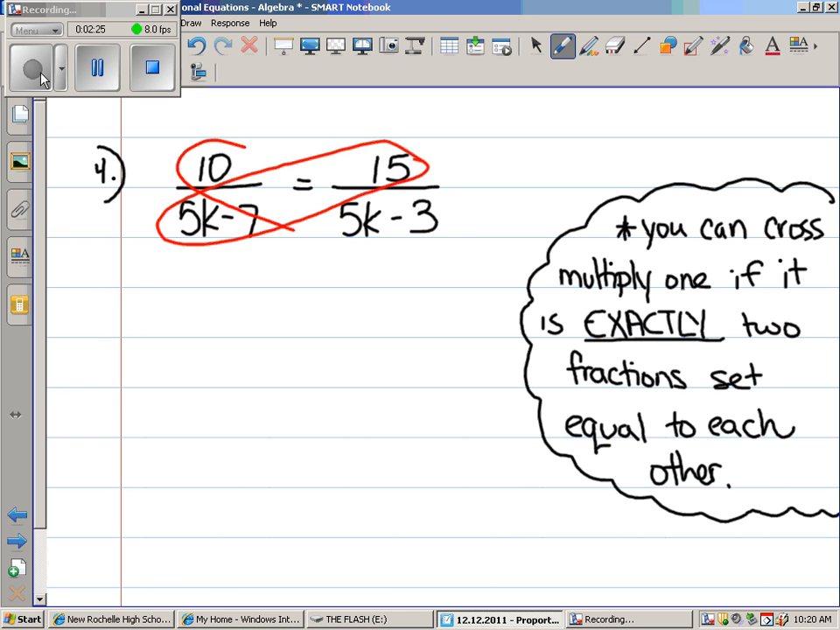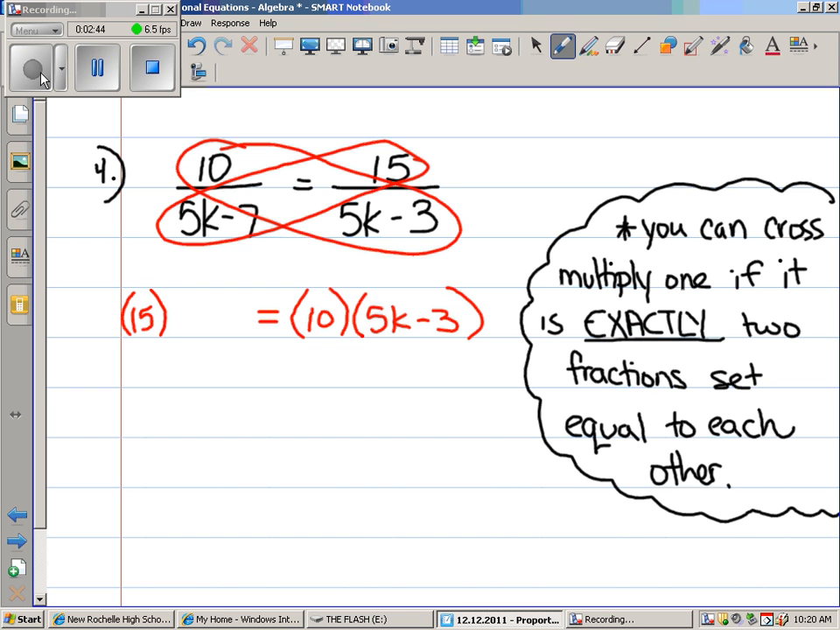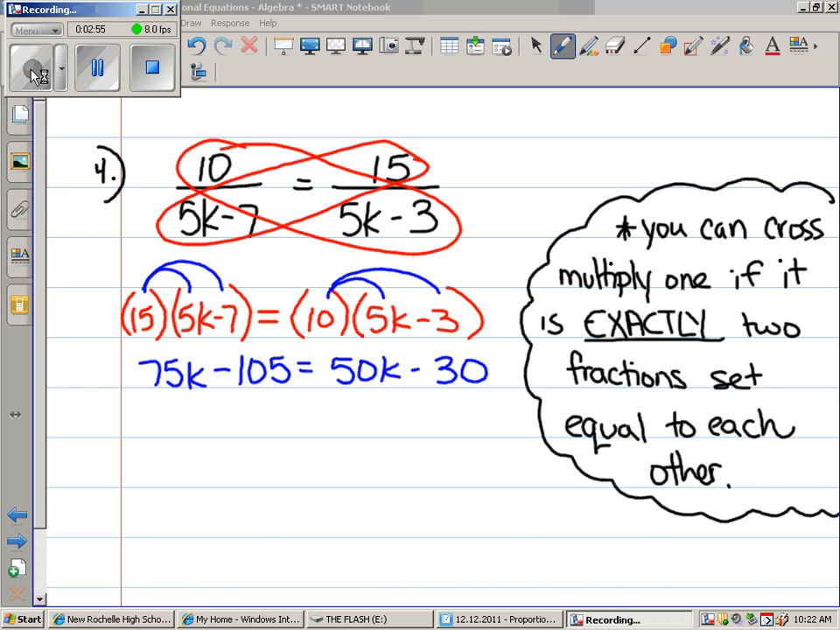Yep, we are cross multiplying it up. Boom, cross multiply. You literally probably get a point. The point is actually awarded for you drawing that and then writing this. We're going to put 10 times 5k minus 3 on one side, and we're going to put 15 times 5k minus 7 on the other. We're going to distribute now, and we're going to solve it. There we distributed.